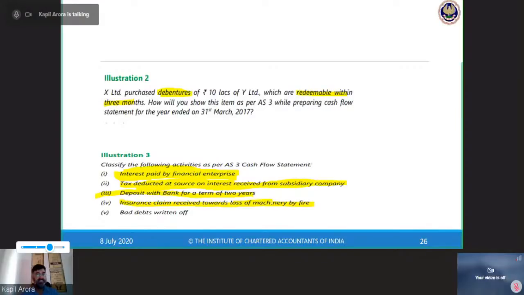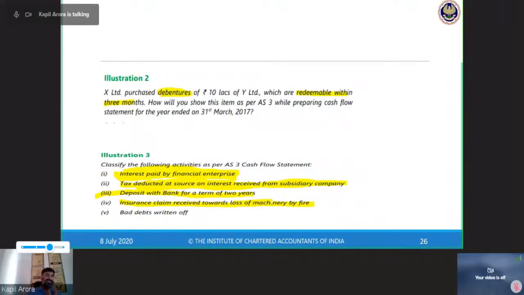Insurance claim received towards the loss of machinery by fire. So the first one was operating. The second one is investing. Sakshi, I am getting the interest, I am not paying the interest. Okay. The third one is again investing. I am investing my money.